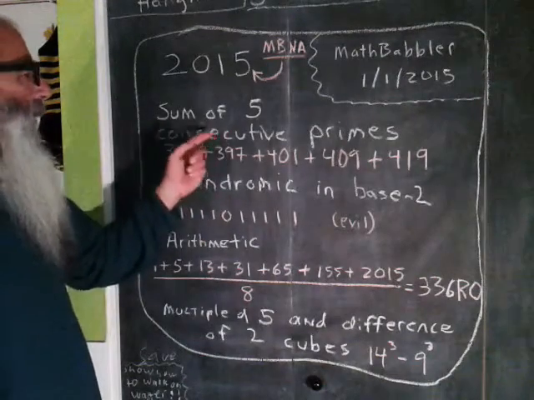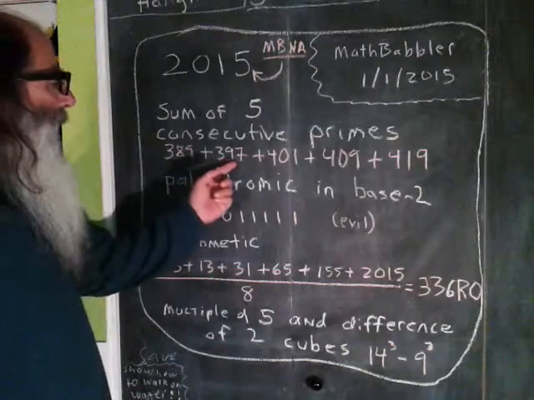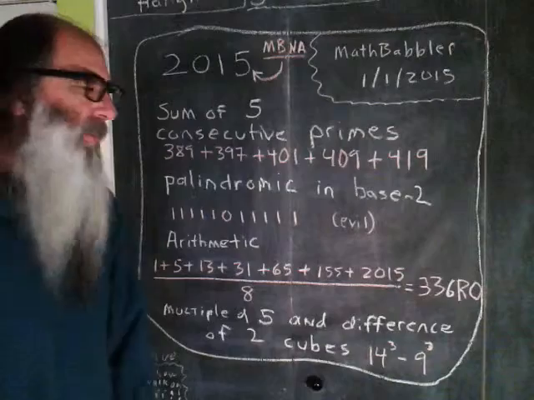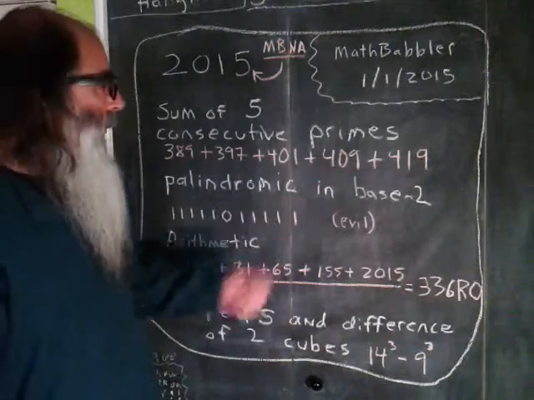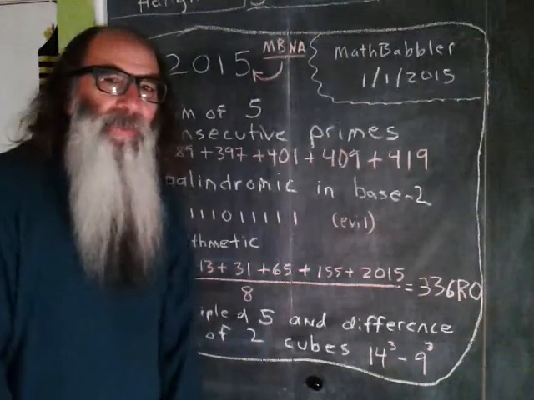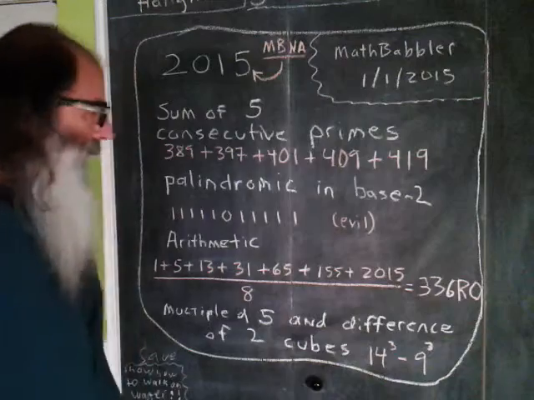2015 is the sum of 5 consecutive primes. 389, 397, 401, 409, 419 are prime numbers, and if you sum them, they sum to 2015. So 2015 is the sum of 5 consecutive primes.